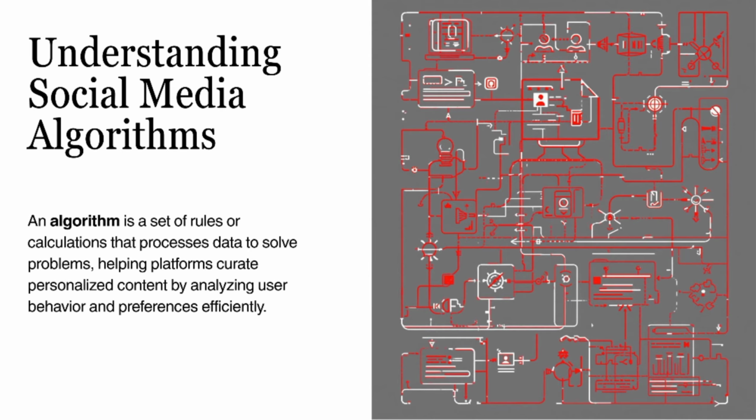Let's start with the basics. An algorithm is simply a set of instructions or rules that solve a problem. On social media, algorithms analyze massive amounts of data, such as what you click, like, watch, or ignore, and then decide what content to show you next. Their goal is simple: keep you engaged for as long as possible.